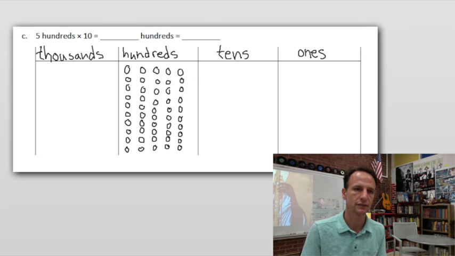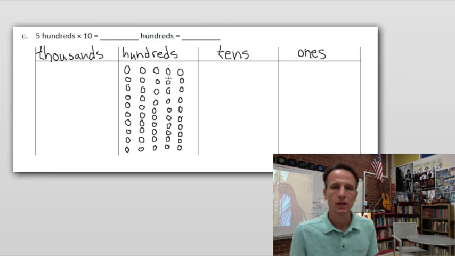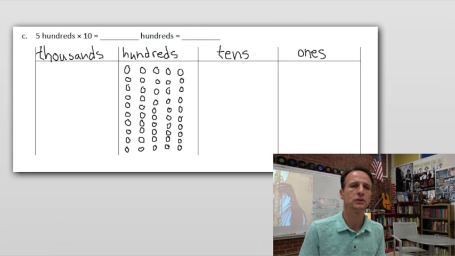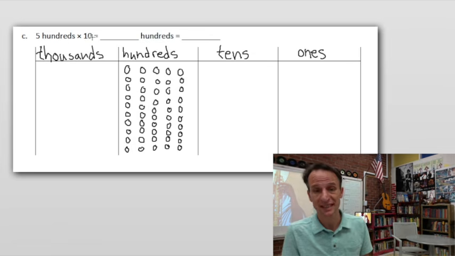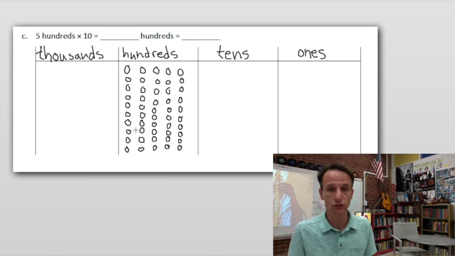And to make things clear for you, I'll switch to red. There we go. So I'm going to bundle these up now. Oh, let me jump back to black. Back in black, 500s times 10 is how many hundreds? Well, how many hundreds do I have here now?